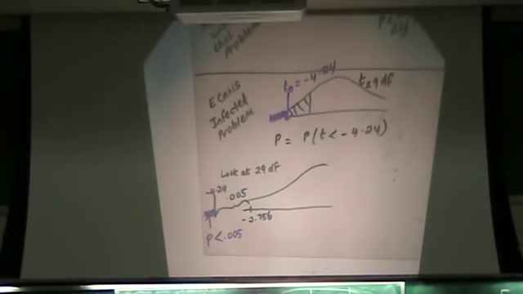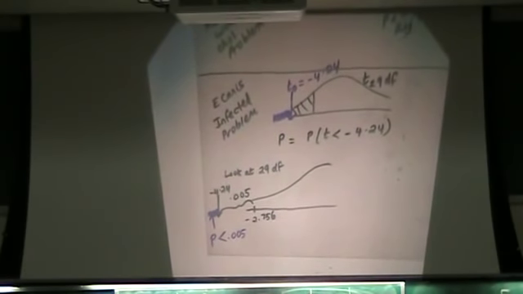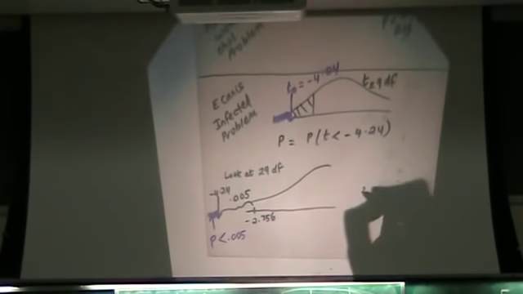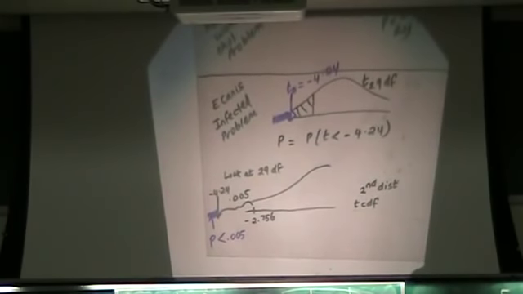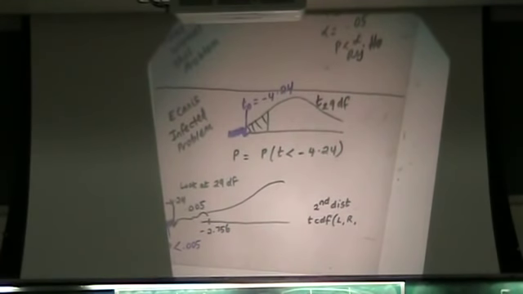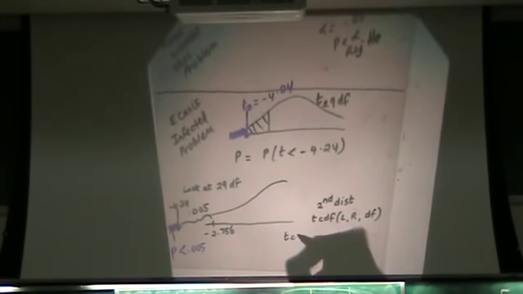There's also another way to do this, and that is to do it on your calculator. I go to second distribution, TCDF. Just like norm CDF, you can do TCDF, left endpoint, right endpoint. I don't have a mu and a sigma. That's for norm CDF, right? Instead of left endpoint, right endpoint, mu and sigma like we used to do, now it's left endpoint, right endpoint, degrees of freedom. Okay? So I could do TCDF.